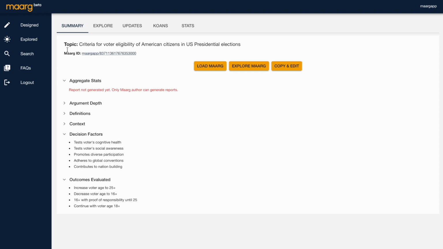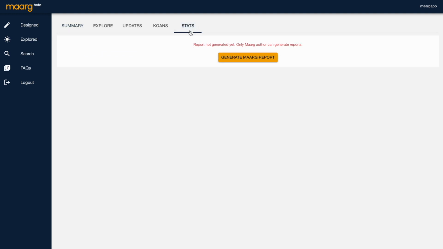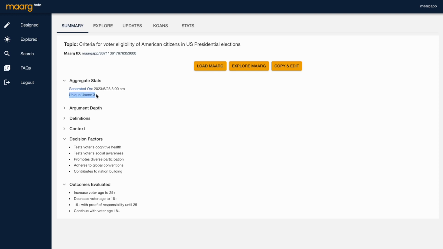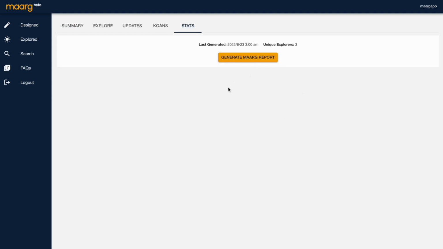So let's go back to the summary section, and out here you can see the stats, and the stats are not generated. This is one thing that the Maarg authors have to do for now. It is a manual thing. They have to go to the stats tab, and then they have to generate the Maarg report manually. Before they do that, for generating a Maarg report, you need to have at least 3 unique sessions or 3 unique users who have read the Maarg. So let's do this. Stats are now updated. We move here, we can refresh. And now we can see there are 3 unique users who have read this Maarg. And so we can always generate the Maarg report each time 3 new users read and publish their reading sessions.